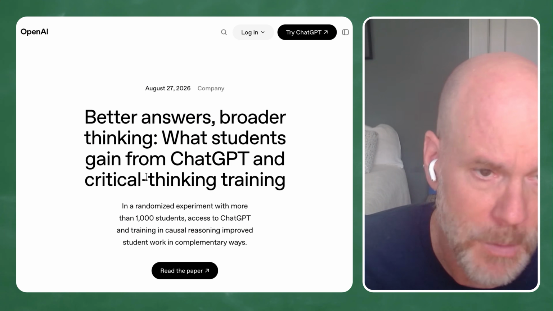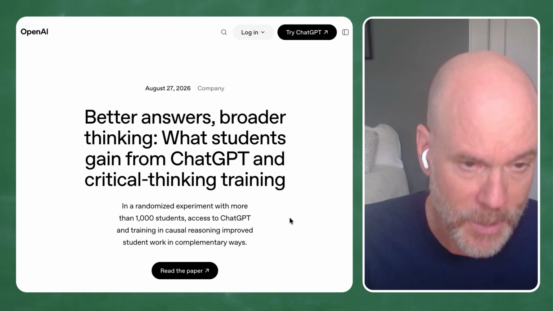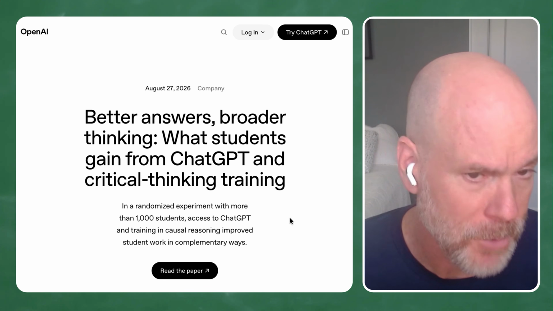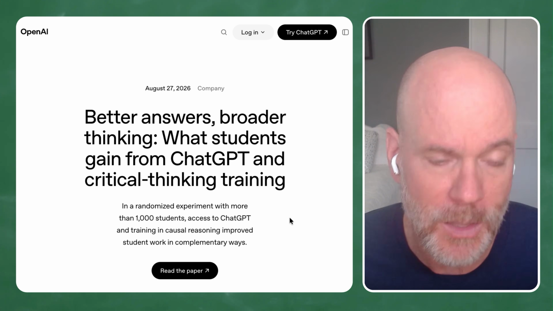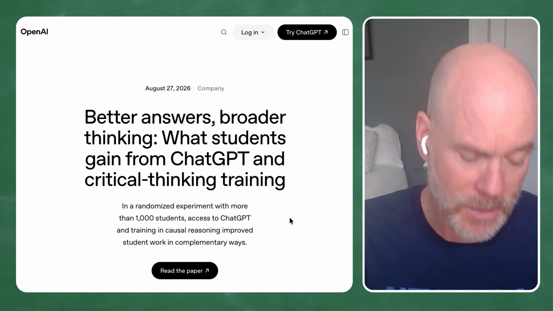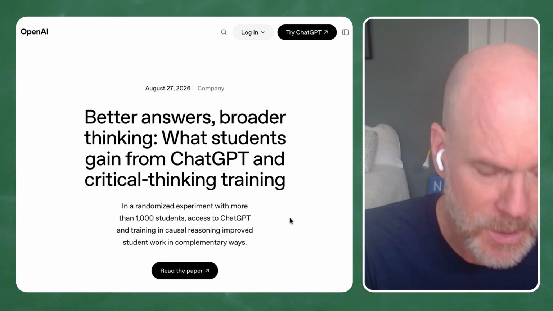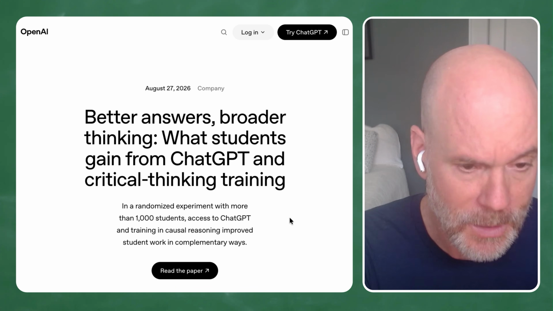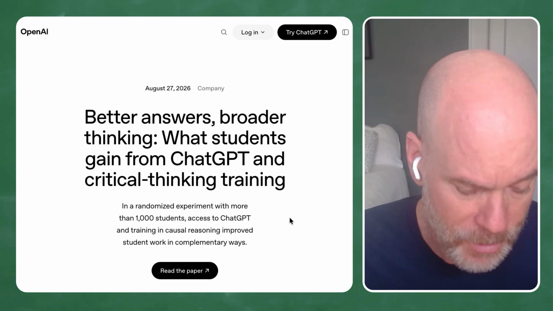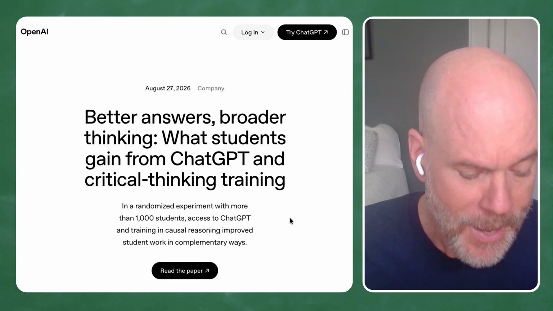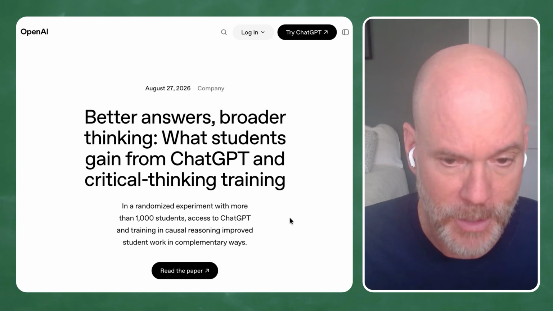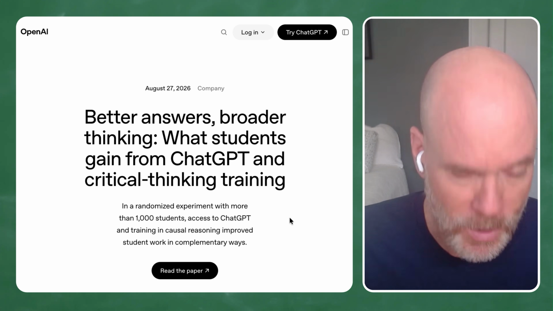The third piece I want to mention this week is a study conducted by OpenAI, and the title here is Better Answers, Broader Thinking, What Students Gain from ChatGPT and Critical Thinking Training. And I think what's interesting here is this is similar to the move that we were talking about Khanmigo making, in that the context in which the AI is being positioned in the classroom and the impact that is being studied is being broadened. This is not simply a study about ChatGPT, in the same way that the product development roadmap for Khanmigo is not simply about adding features to Khanmigo itself, but incorporating the teacher as a necessary agent in all of that process, the delivery of instruction in response to assessment.